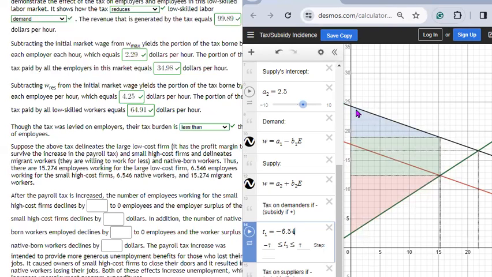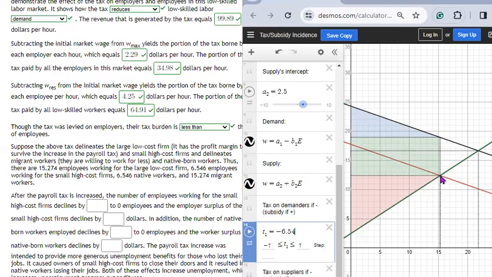So you think of the employees that are hired here, they're working at the large low-cost firm, and these employees here are working at the high-cost small firms, right? Okay. And the same thing is going on in terms of the supply curve, right? This tax separates the migrant workers from native-born workers.